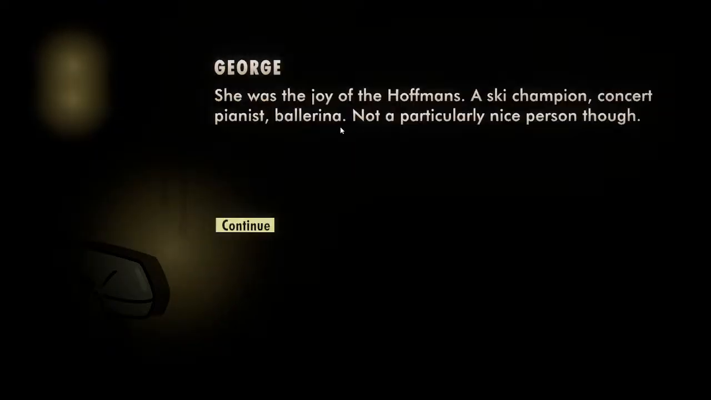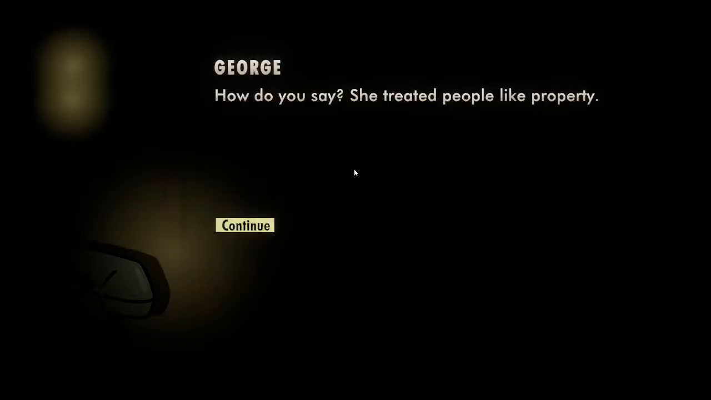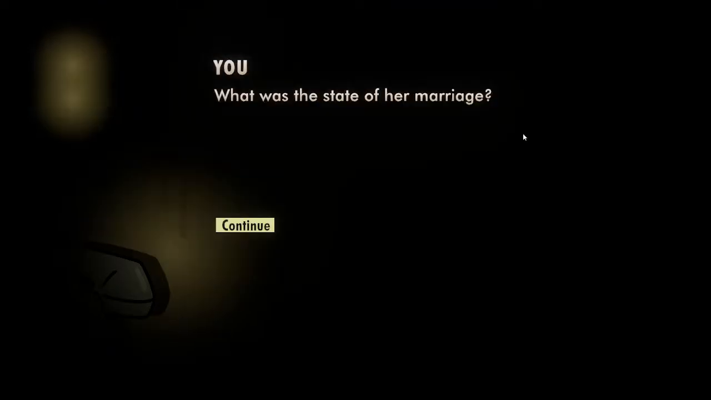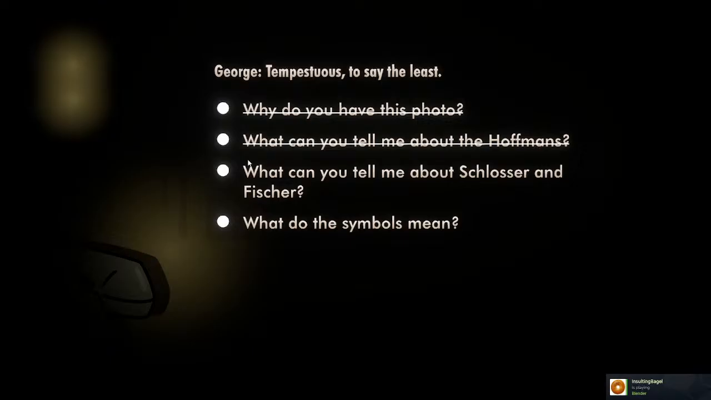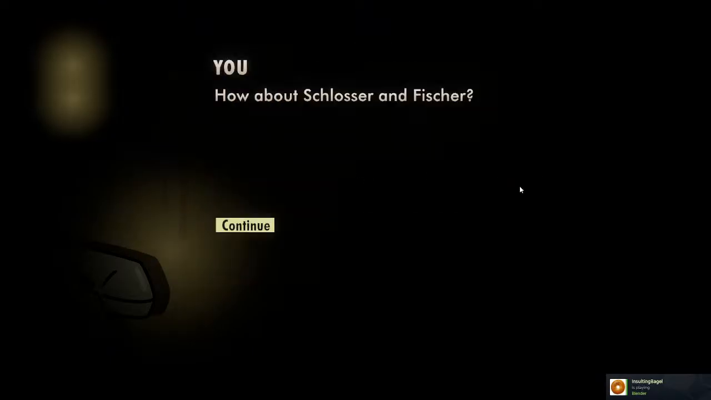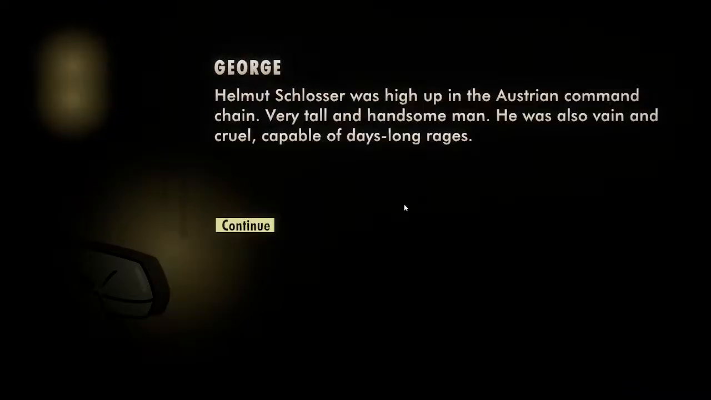How about Anneliese specifically? She was the joy of the Hoffmans, a ski champion, concert pianist, ballerina. Not a particularly nice person, though. How do you say? She treated people like property. What was the state of her marriage? Tempestuous, to say the least. Tell me about Schlosser and Fischer. Helmut Schlosser was high up in the Austrian command chain. Very tall and handsome man. He was also vain and cruel, capable of days-long rages.